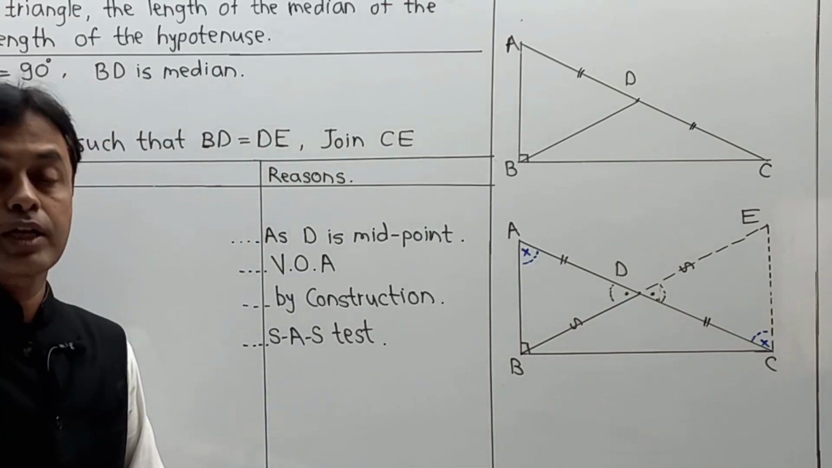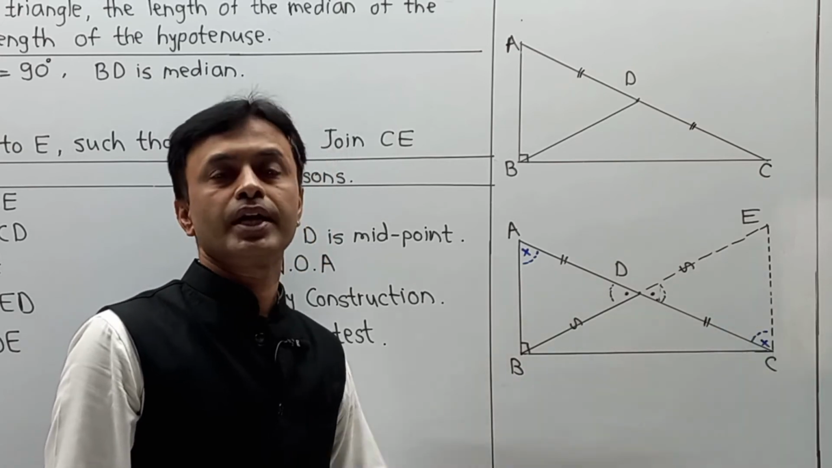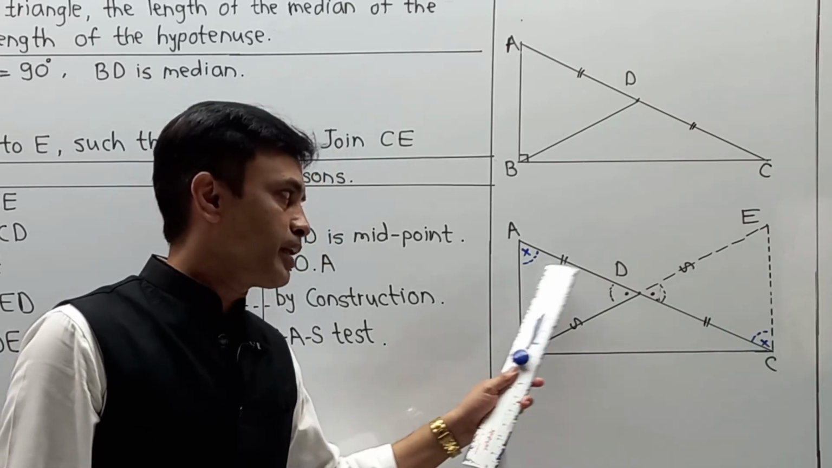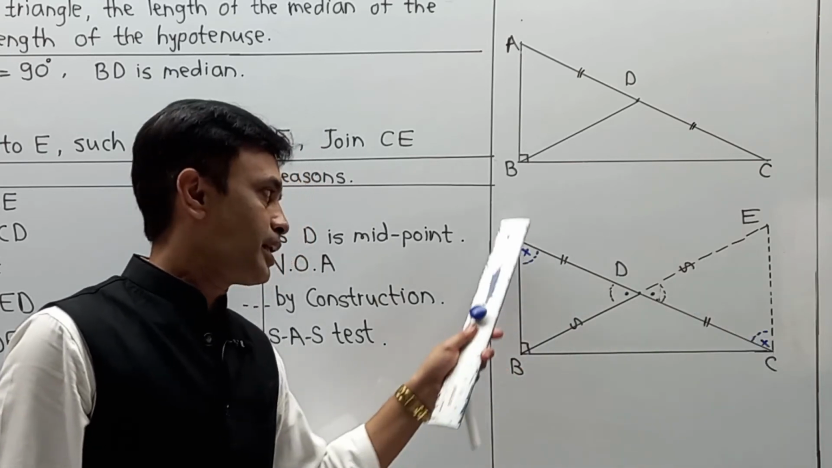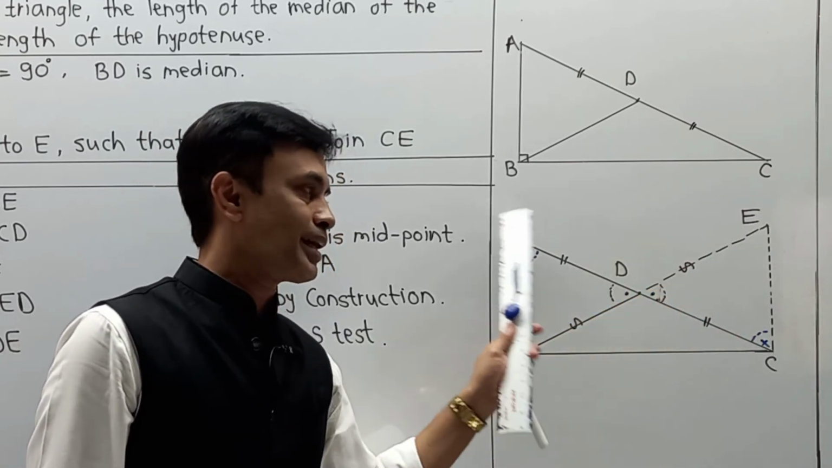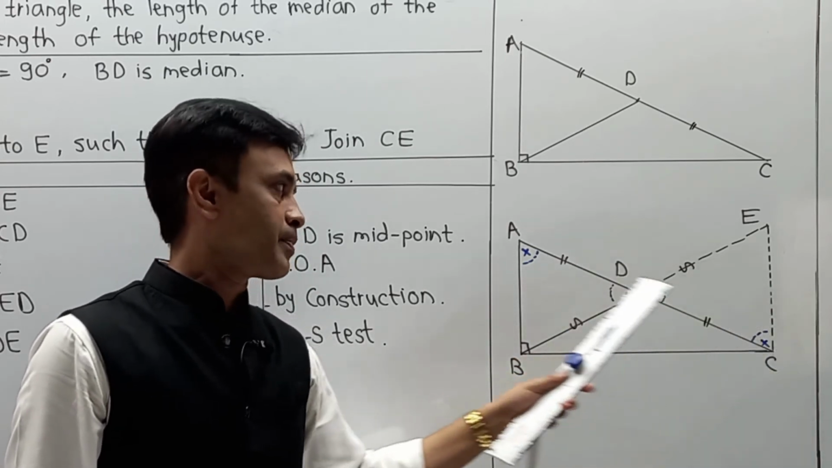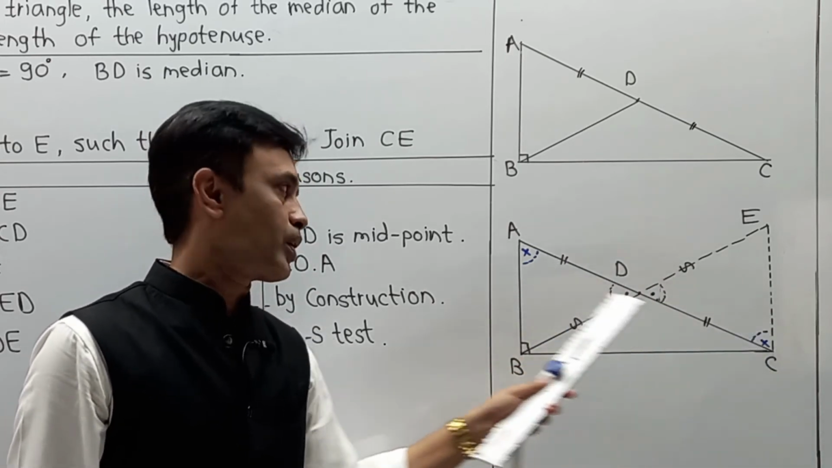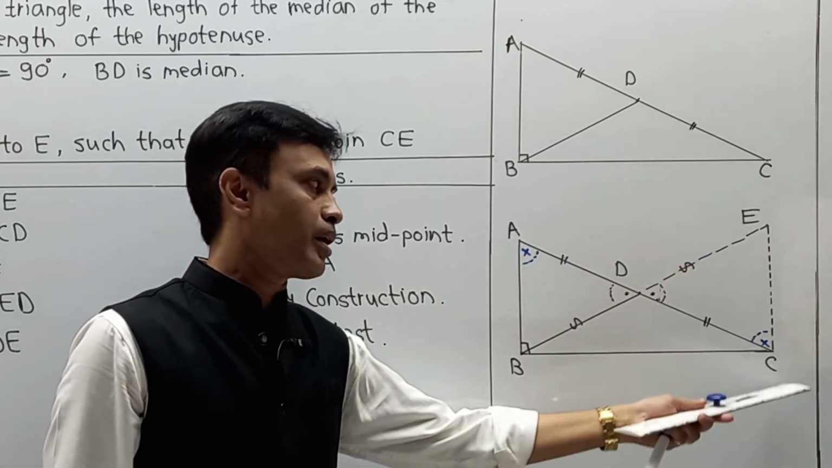Because corresponding angles of congruent triangles, these two angles act as corresponding angles of congruent triangles. But if these two angles are congruent, naturally these two lines become parallel lines. This acts as a transversal. Naturally these two are alternate angles. And if these alternate angles are congruent, then the lines are parallel. Means we can say that AB is parallel to EC.